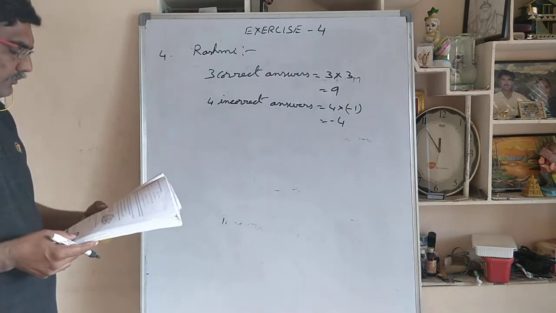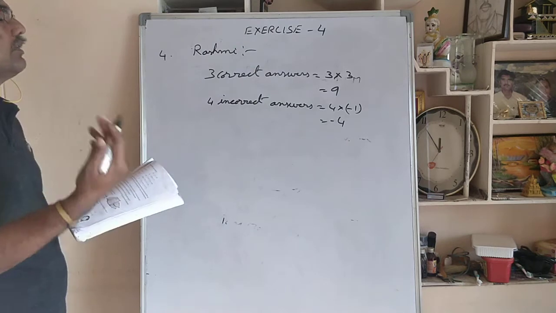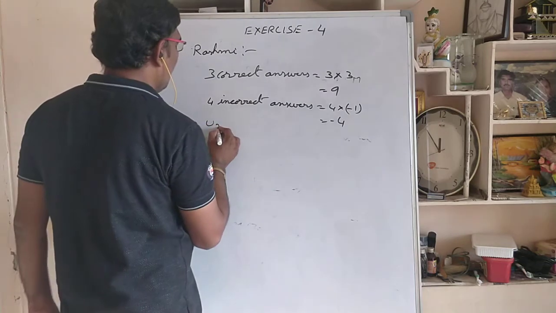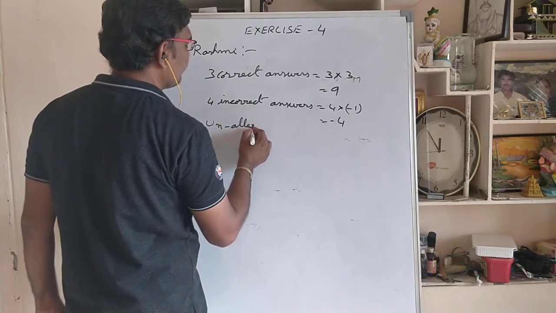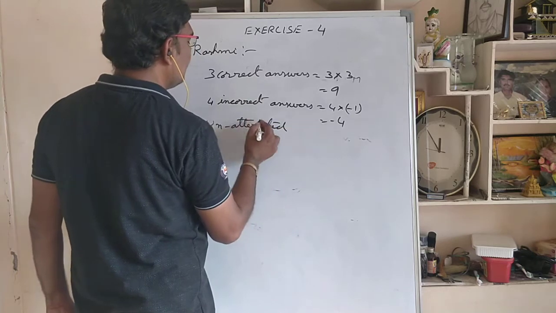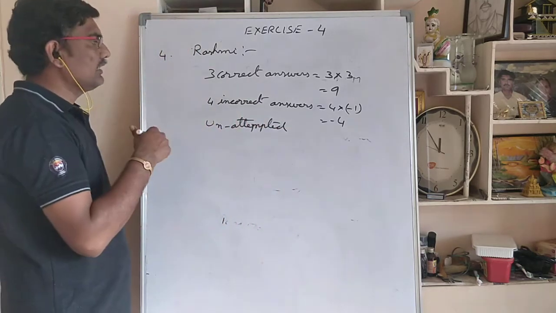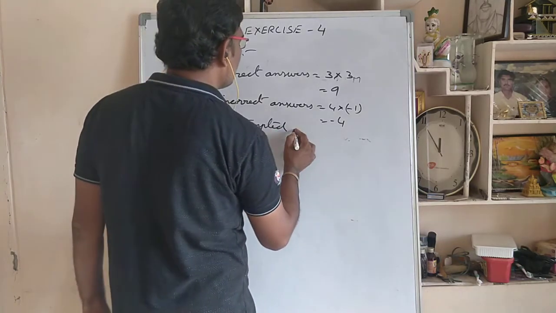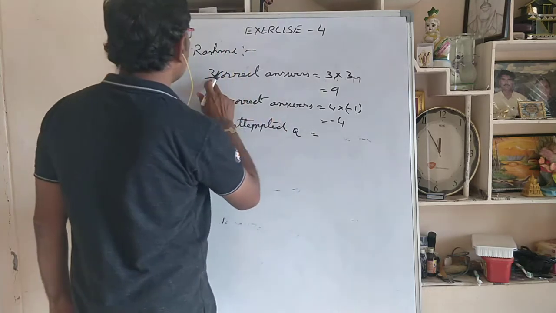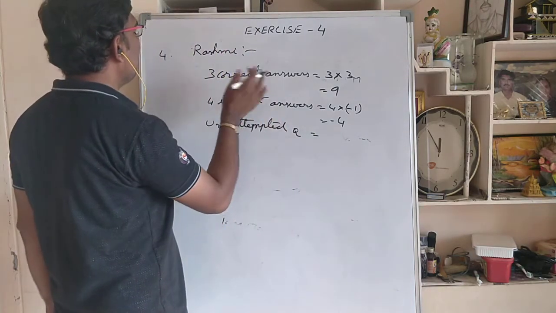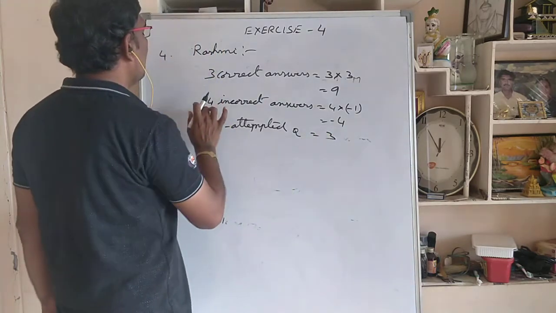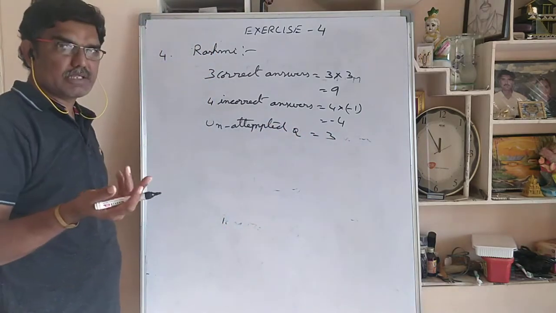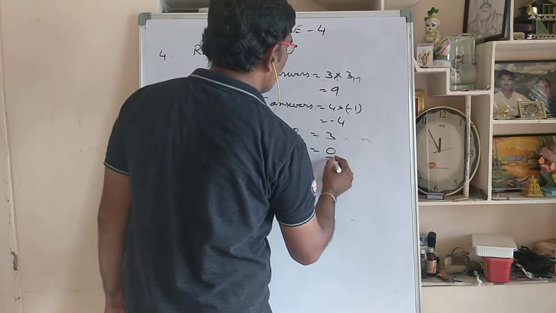What happened to the remaining 3? Rashmi did not answer. This is called unattempted. Unattempted means she didn't give any answer. It is neither correct nor incorrect. She left the place. Unattempted questions: 3 plus 4 is 7, 10 minus 7 is 3. So unattempted answers are 3. For unattempted, 0 marks. Means she will get 0 only.